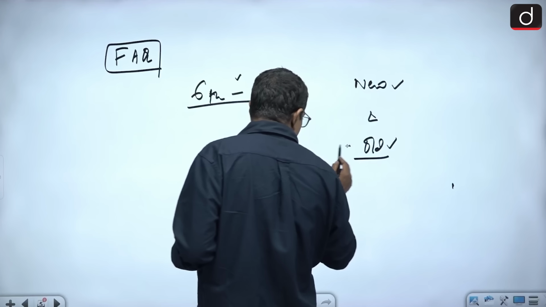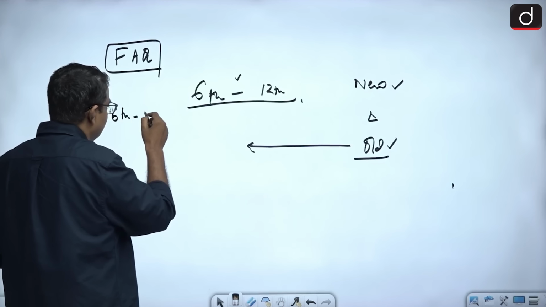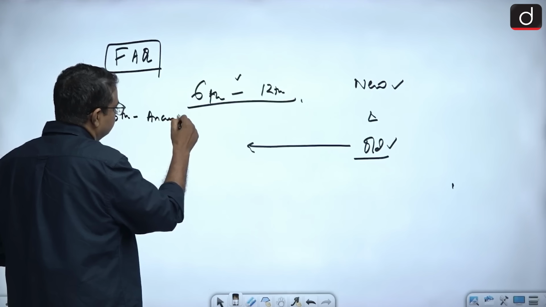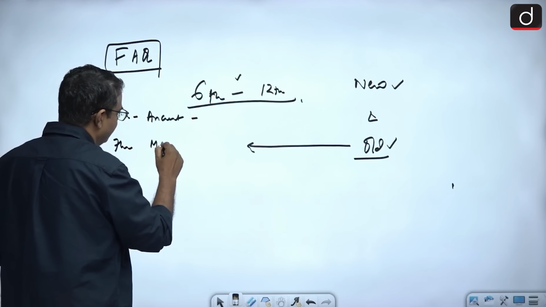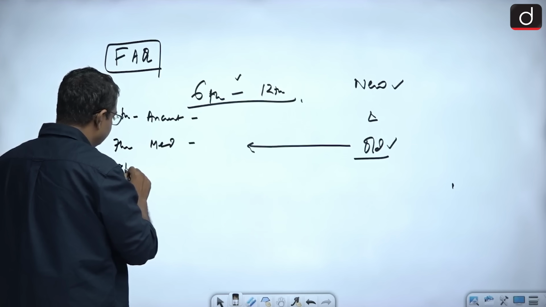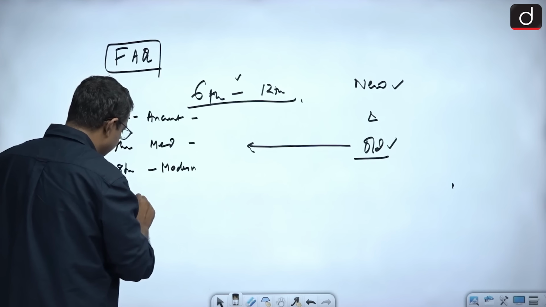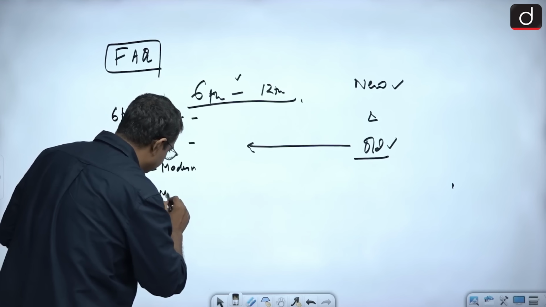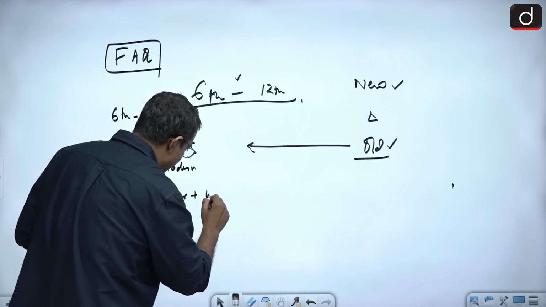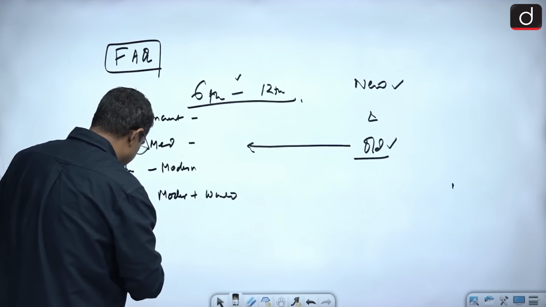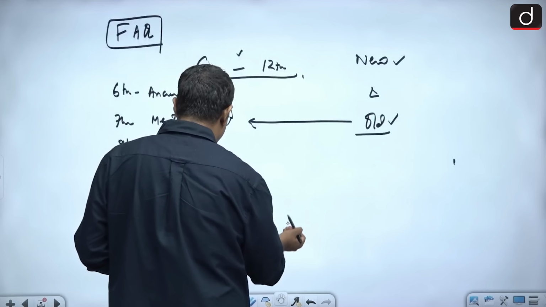But as far as old is concerned, 6th NCERT, for example, is ancient India. I think Romila Thapar is the writer. 7th, medieval India. 8th, modern India. 9th, I think it is modern plus world. 10th, world. There are a few more things.